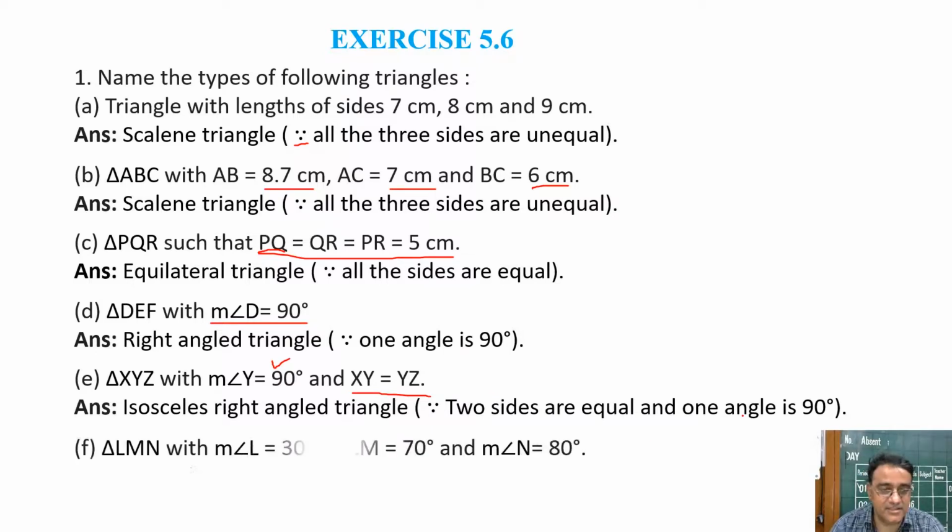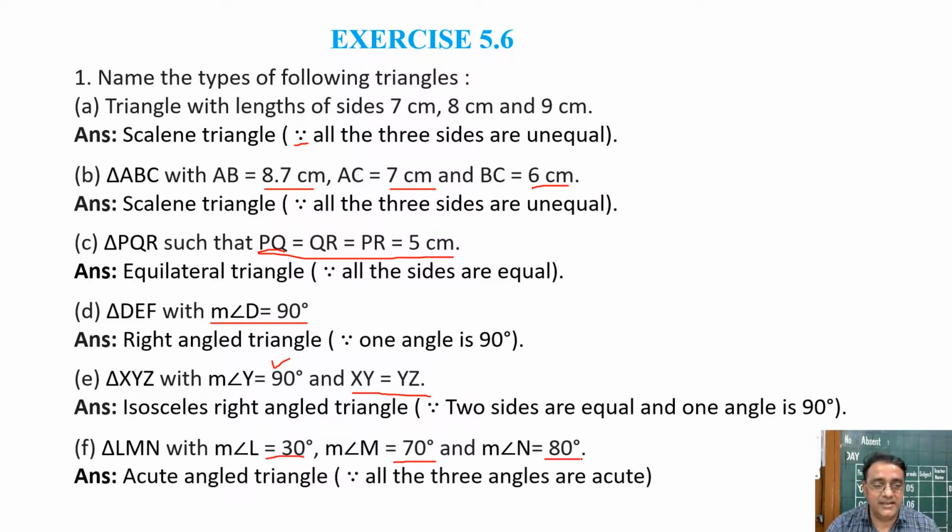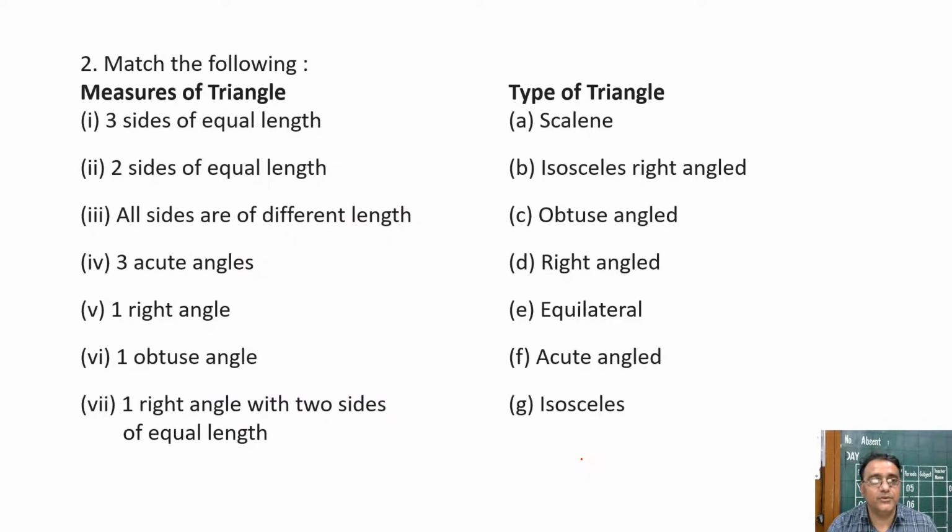Now the last bit. The measure of angle L is 30 degree, M 90 degree. The measure of angle N is 80 degree. All are less than 90 degree. So as all the angles are less than 90 degree, so acute angled triangle. Okay, all the three angles are acute. Now we are moving toward the next, match the following. So one side is measure of triangle is given, other side is type of triangle.